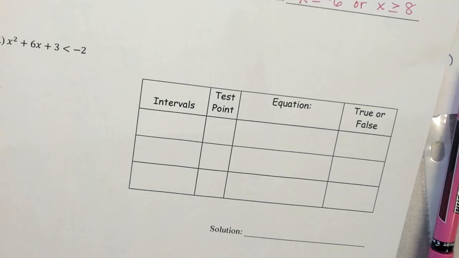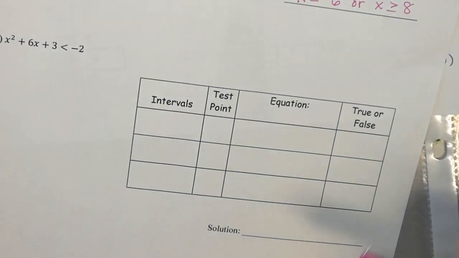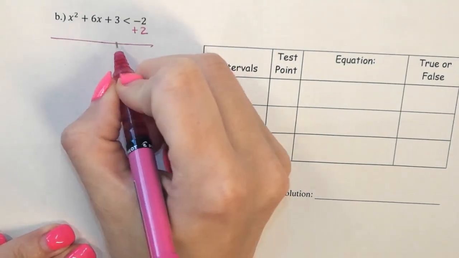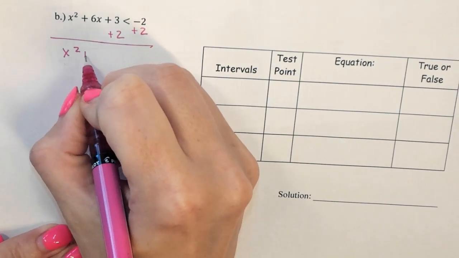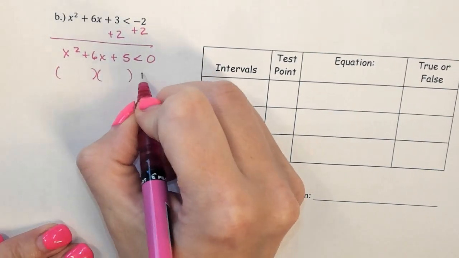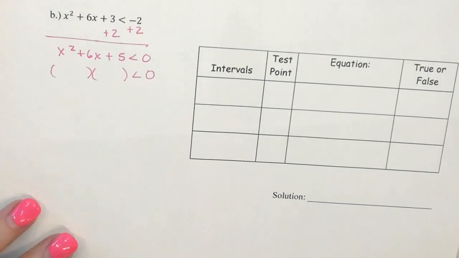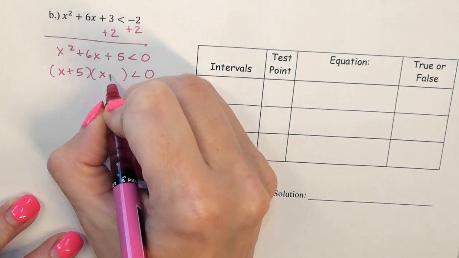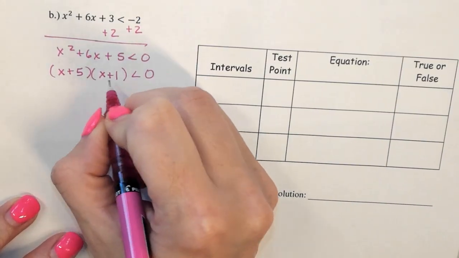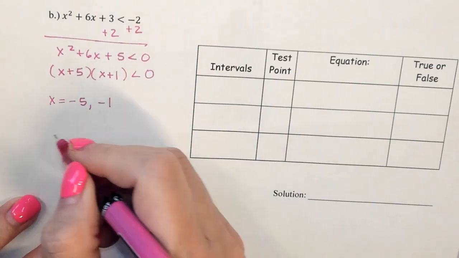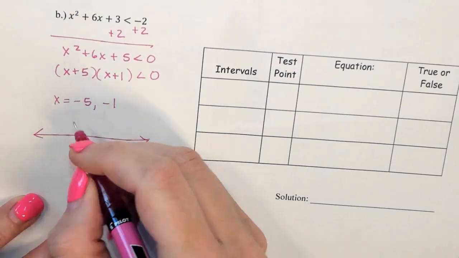Okay, so on this one, we're going to add the 2 over. If this isn't 0, you do have that first step where you have to make sure it's 0. If it's not, then you can't use the zero product property. They came around and you guys did a nice job factoring this. They both have to be positive. 5 times 1 is 5. When you add it, it'll be 6. So negative 5 and negative 1 are going to be your critical values.